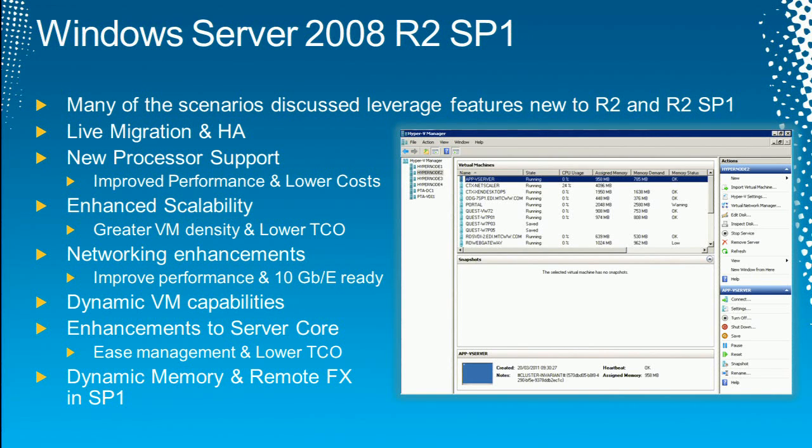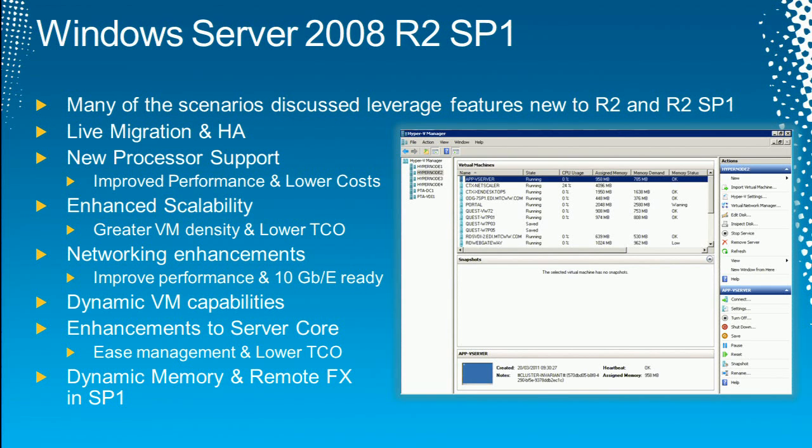But some of the new stuff that was introduced, supporting the new processors that Intel and AMD have released. Networking enhancements, very, very important for workloads like Exchange, where a lot of people are going to be connecting in over the network. That's got to be fast. That's got to be able to handle a lot of traffic.